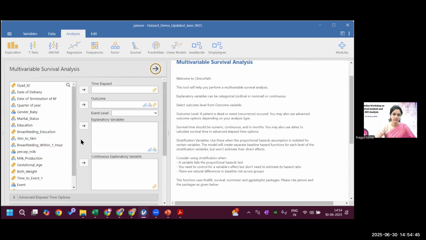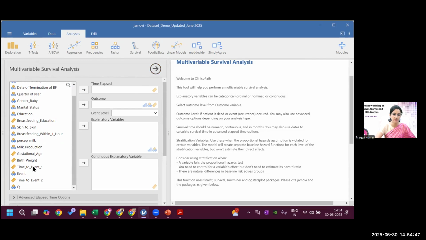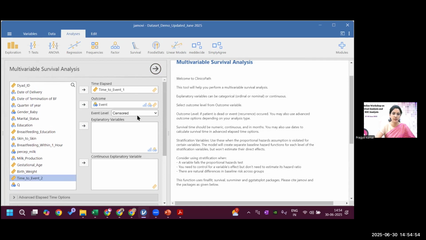So, coming to this time to event here in the time elapsed, an event happened or not happened. So, event I'll put it here. And then coming whether it is censored. So, we want the termination of exclusive breastfeeding. So, that's why it is exclusive breastfeeding here.